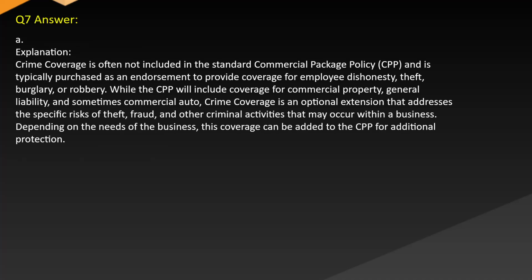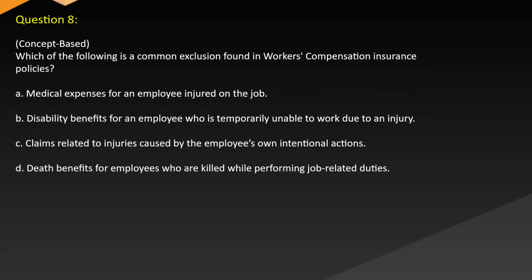Answer. A. Explanation. Crime coverage is often not included in the standard commercial package policy (CPP) and is typically purchased as an endorsement to provide coverage for employee dishonesty, theft, burglary, or robbery, while the CPP will include coverage for commercial property, general liability, and sometimes commercial auto. Crime coverage is an optional extension that addresses the specific risks of theft, fraud, and other criminal activities that may occur within a business. Depending on the needs of the business, this coverage can be added to the CPP for additional protection. Question 8. Concept-based.